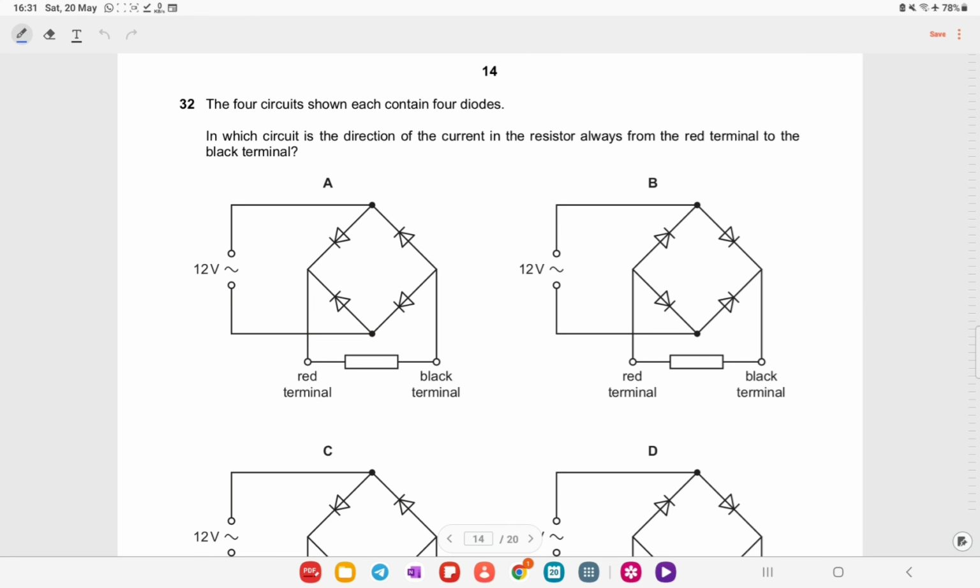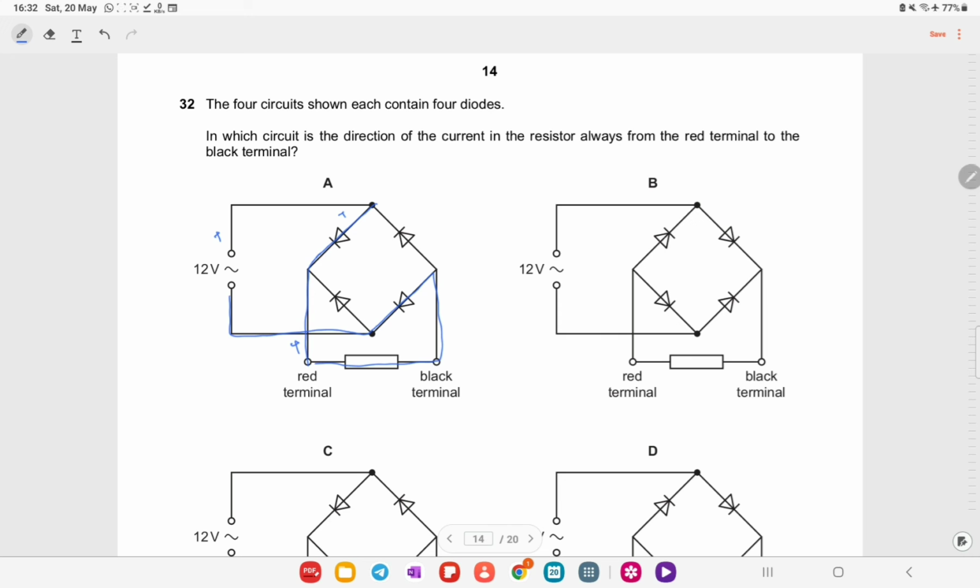The four circuits shown each contain four diodes. In which circuit is the direction of the current in the resistor always from the red terminal to the black terminal? Let's see. Let's suppose this is the positive terminal, and the positive goes like this, and then it goes like this, and yes, this is the one. This is positive, goes to this.